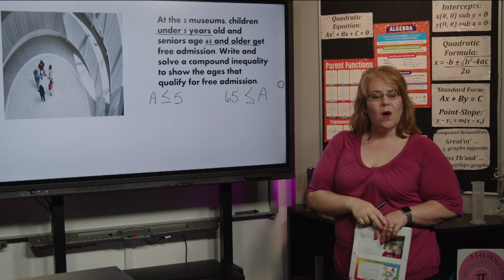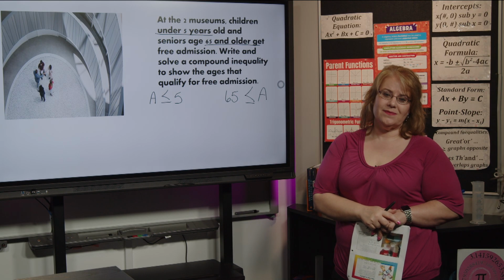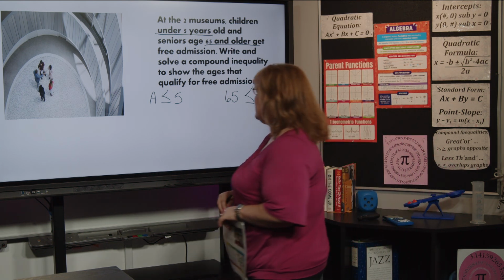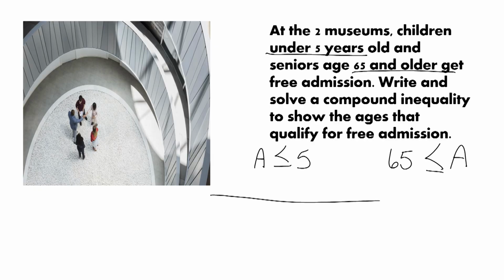What type of inequality could we call this? Exactly right, it's an OR problem. So let's go ahead and graph this. So I've got 0, 5, 65. They can be 5 or younger. They can be 65 or older. So, in all intents and purposes, this graph could start at negative infinity and go to 5.